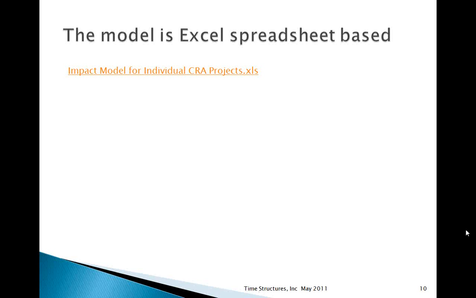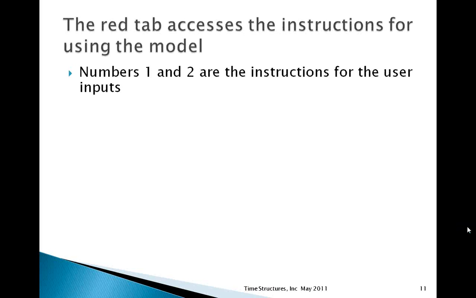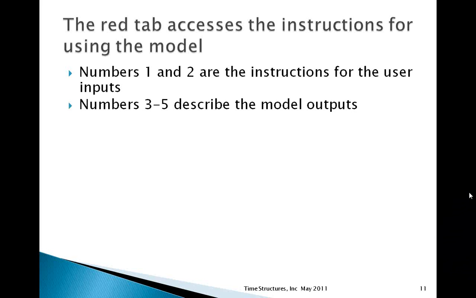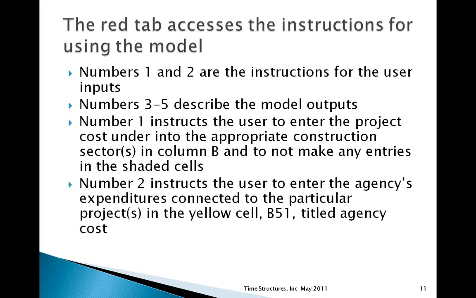Okay, so now the red tab is the instructions for using the model. Numbers 1 and 2 are the instructions for the user inputs. Numbers 3 through 5 describe the model outputs. Number 1 instructs you to enter the project costs under the appropriate construction sector, and again, not to make any entries in the shaded cells. And number 2 also instructs the user to enter the agency's expenditures connected to the particular projects.